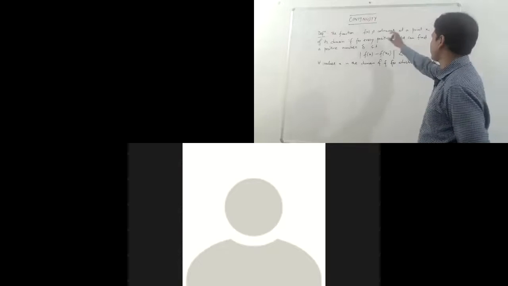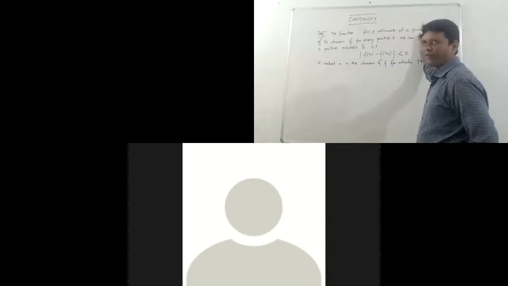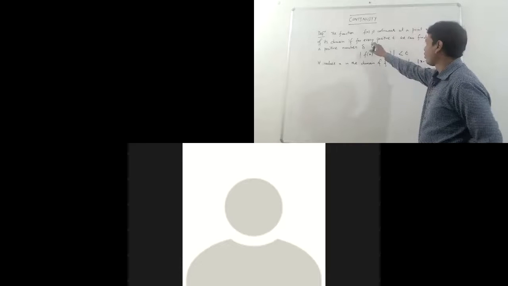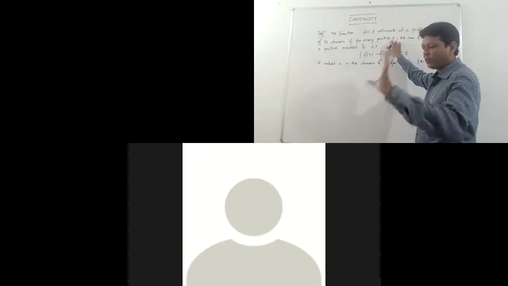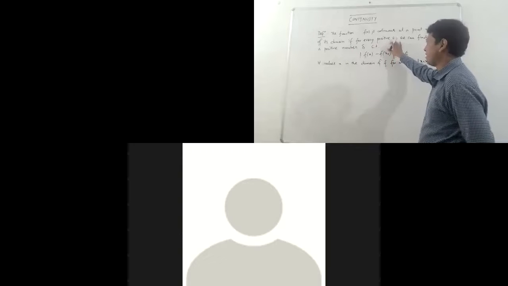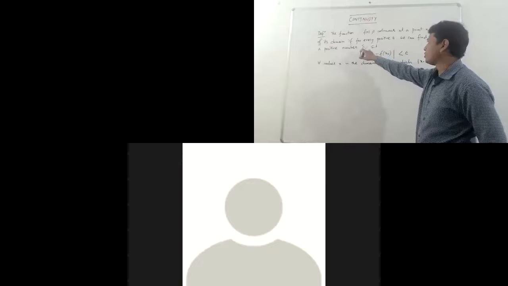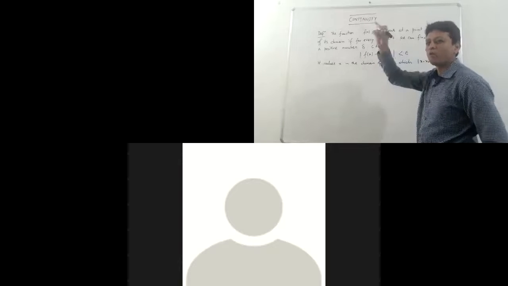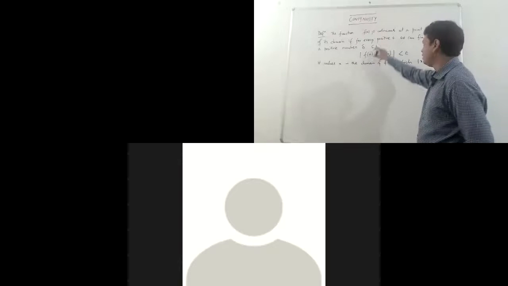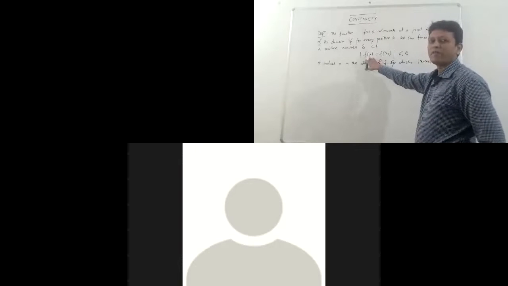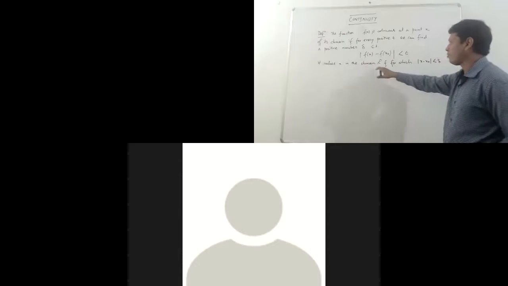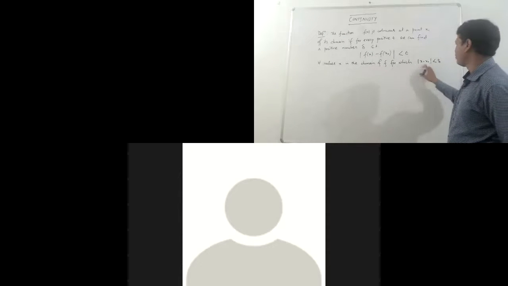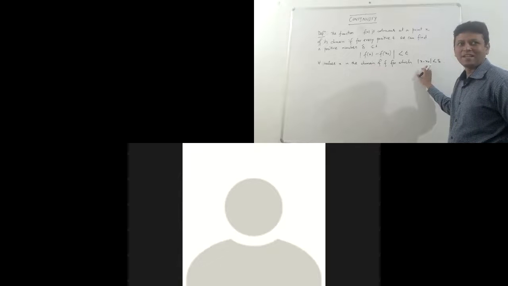So the function f(x) is continuous at a point x naught of its domain if for every positive epsilon, maybe the definition is very difficult to understand, but I will try to make you understand, we can find a positive number delta. These are very small, negligible quantities, such that modulus of f(x) minus f(x naught) is less than epsilon for all values of x in the domain of f for which mod x minus x naught is less than delta.